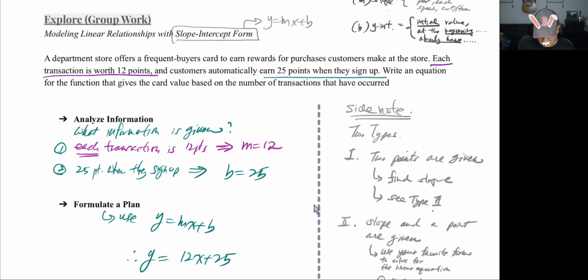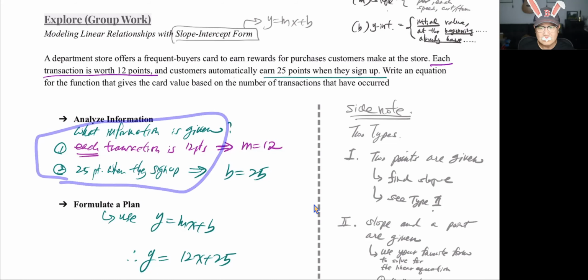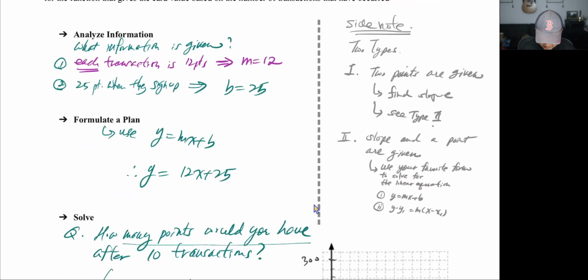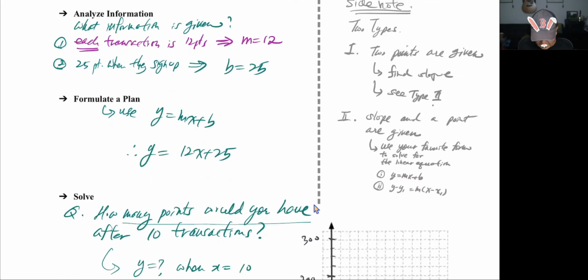And we're going to be using y equals mx plus b, and by plugging in each value for the m and the b, we get y is equal to 12x plus 25. When you're taking notes, do me a huge favor, write everything down, okay? Sounds good? Okay. And then, how many points would you have after 10 transactions? How would you do that? If you said plug in x for 10, you're absolutely correct.